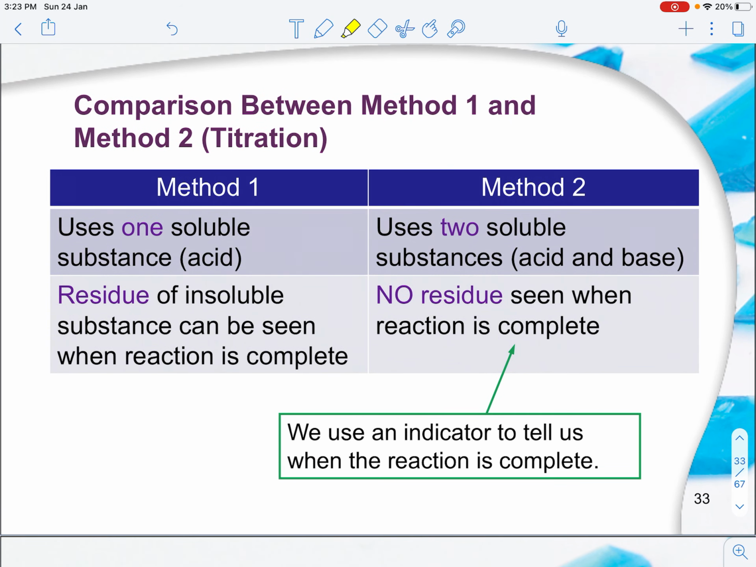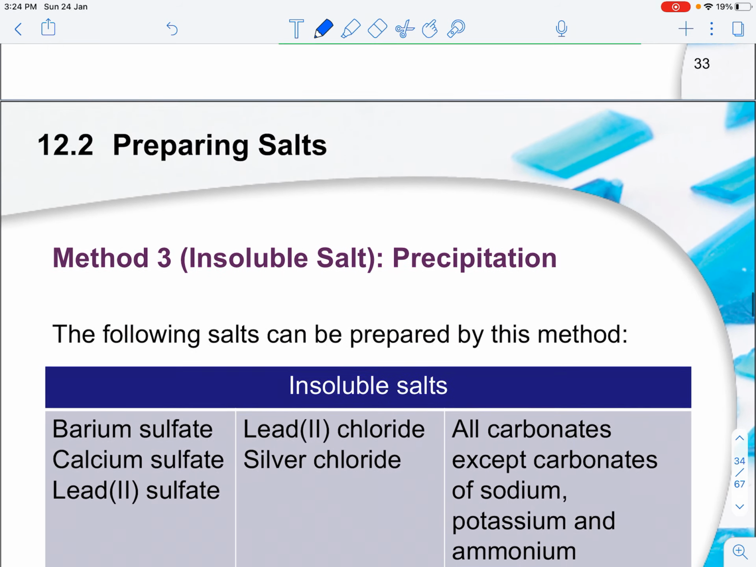So if we compare method 1 and method 2, method 1 is your crystallization method, and method 2 is a titration method. What actually happens? For method 1, only one reactant has to be soluble, which is the acid. For method 2, both of the reactants have to be soluble. For method 1 again, residue of insoluble substance can be seen when the reaction is completed. However, for method 2 there is no residue seen. Why? Because you have already used the indicator to measure exactly what volume of the reactants you need to form the salt.